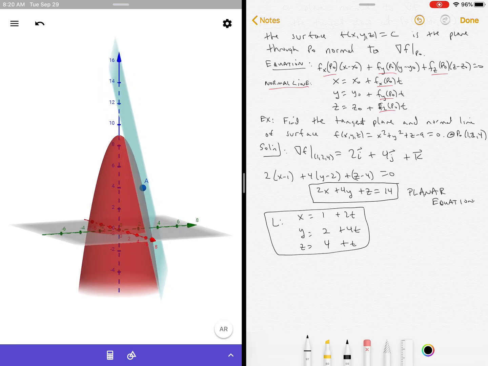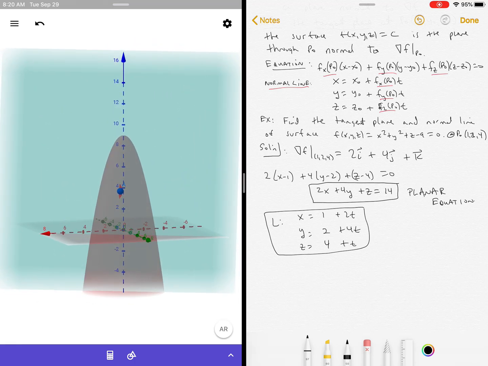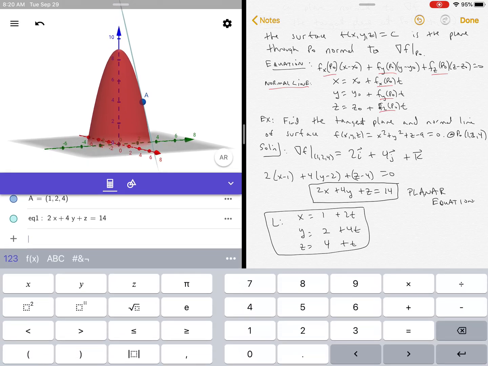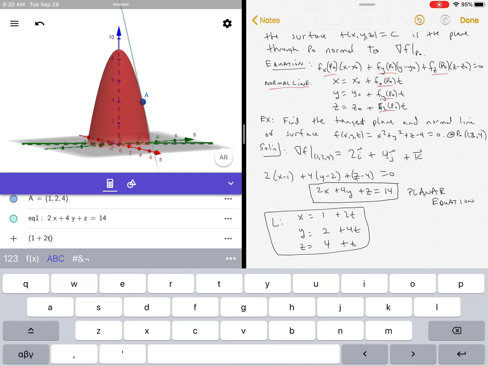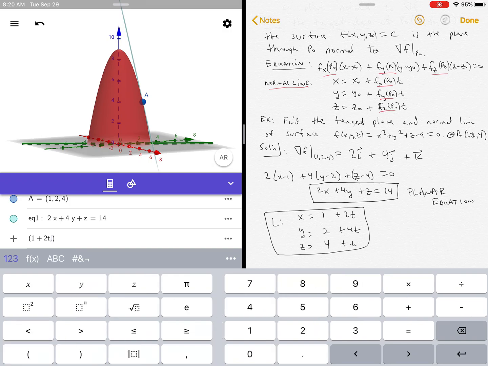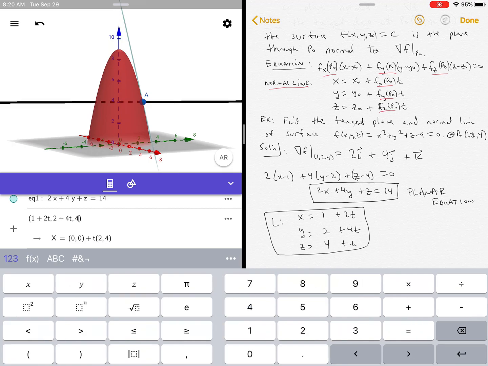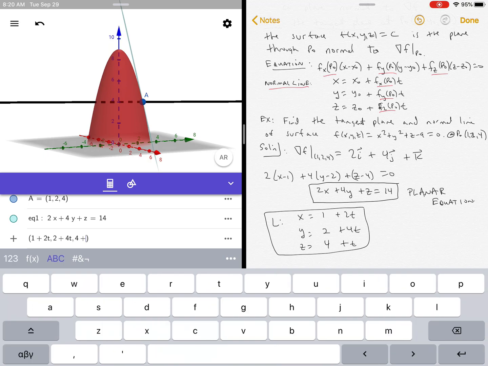And now you can see that the plane is tangent at the point A, and you can see quite clearly that it's a tangent plane at the point A. Okay. So now let's put in this normal line. So it's 1 plus 2t, comma, 2 plus 4t, comma, 4 plus t.